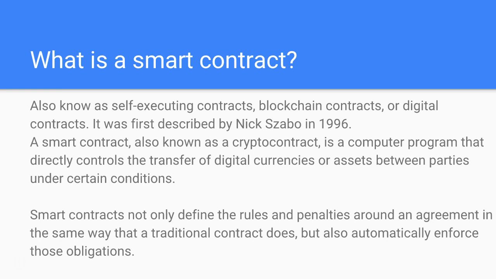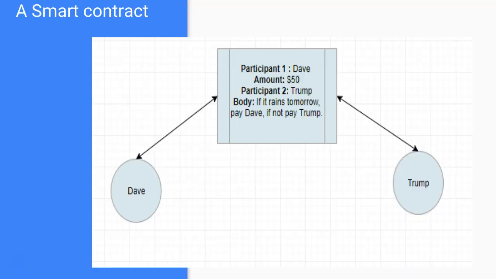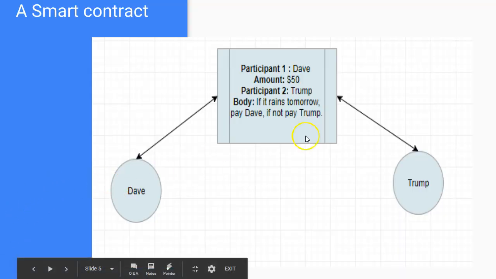Now, a smart contract is a computer program, basically software, a block of code written by somebody. It directly controls the transfer of digital currencies or assets between parties under certain conditions. Smart contracts can define the rules and penalties around an agreement in the same way that a traditional contract does, but also automatically enforce those obligations. I'm going to break all this grammar down so you understand it straight up.